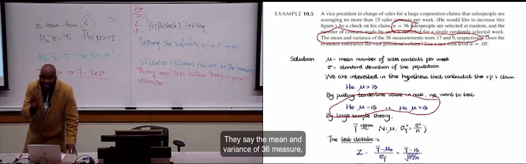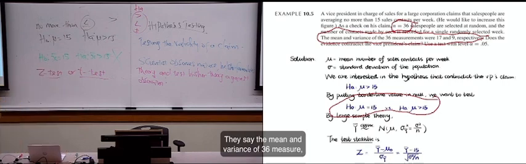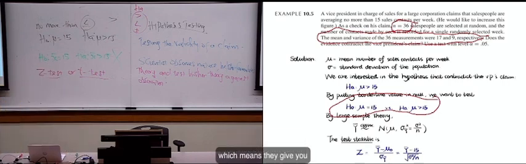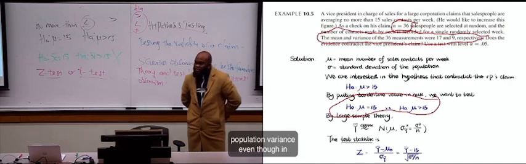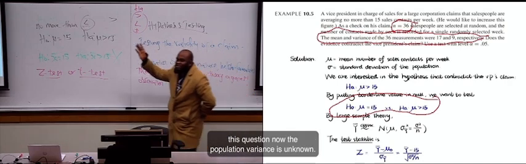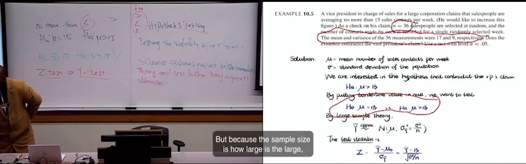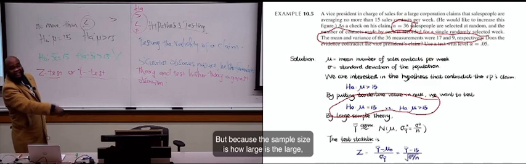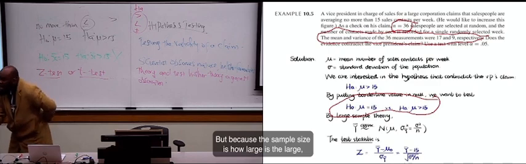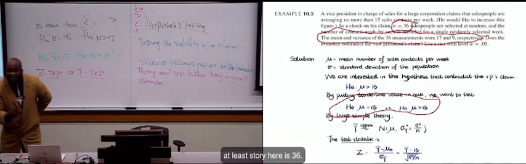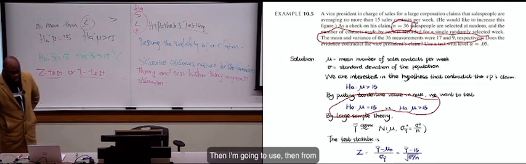They said the mean and variance of 36 measurements, which means they give you the sample mean and sample variance. Take a look at that statement. There's a difference between sample variance and population variance. Even though in this question the population variance is unknown, because the sample size is large, how large is large? It's at least 30. Here it is 36. Then I'm going to use a Z.